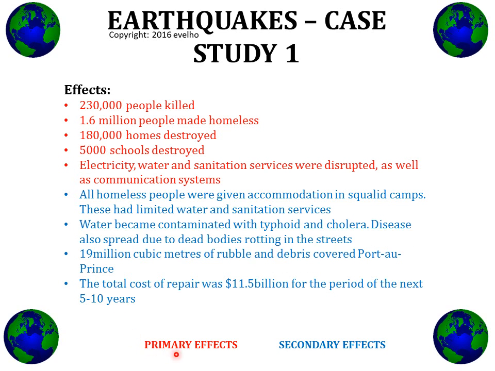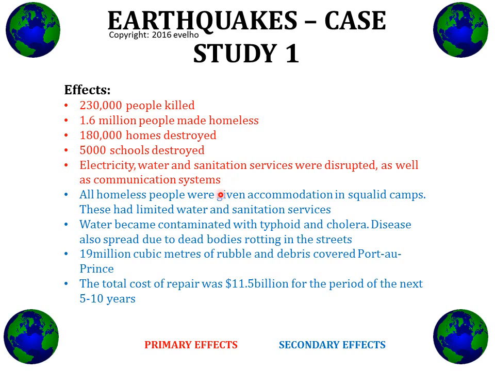So I've got a little key here. The stuff in red is primary effects and the stuff in blue is the secondary effects. So primary effects, 230,000 people were killed, 1.6 million people were made homeless, 180,000 homes were destroyed, 5,000 schools were destroyed, electricity, water and sanitation services were disrupted, as well as communication systems, which are roads and railways, etc.